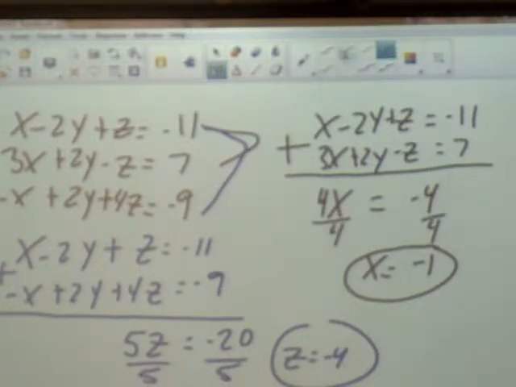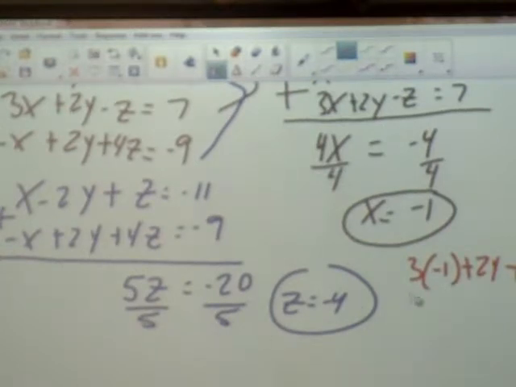Okay, so I'm going to go to the second one. I've got 3 times x plus 2y minus negative 4 is equal to 7. So that gets me negative 3 plus 2y minus negative 4 is the same as adding 4.